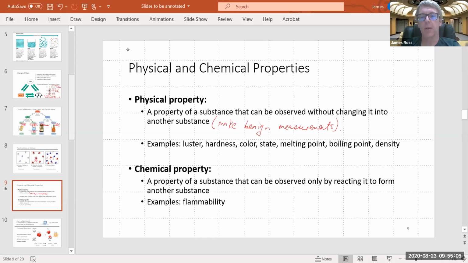So for example, let's look at these two, melting point and boiling point. Why are they benign? Let's say I take a piece of solid water and it just starts to melt, and I put my thermometer into some of the liquid slurry and it says 0 degrees. So I know that the melting point is 0 degrees, but I haven't converted the water into Coca-Cola, for example.